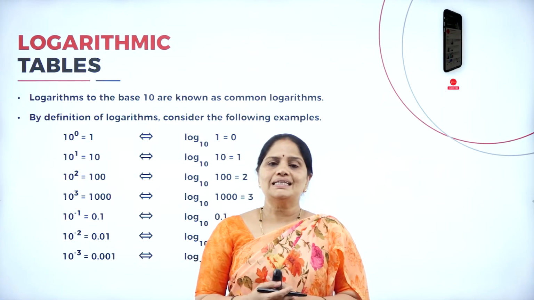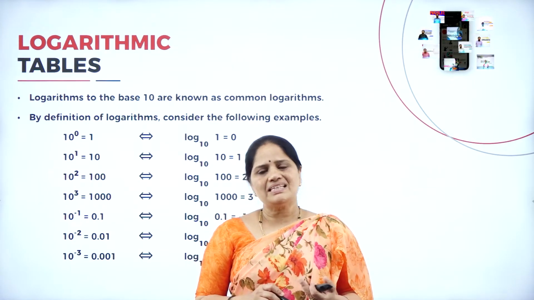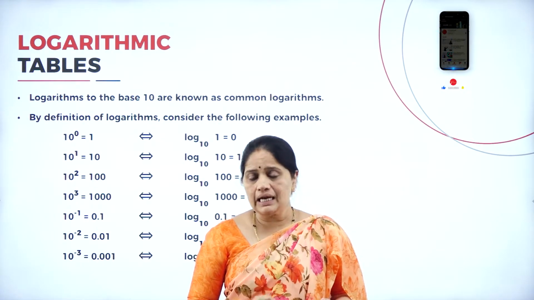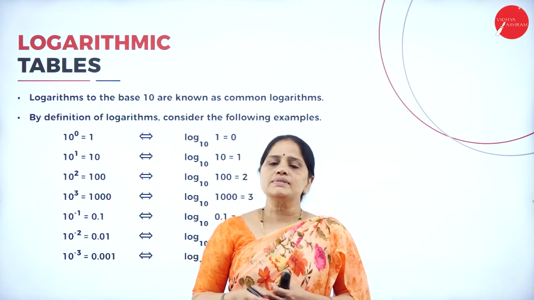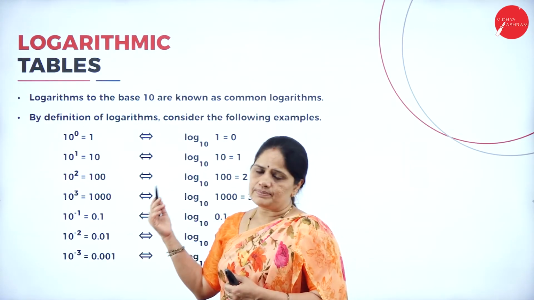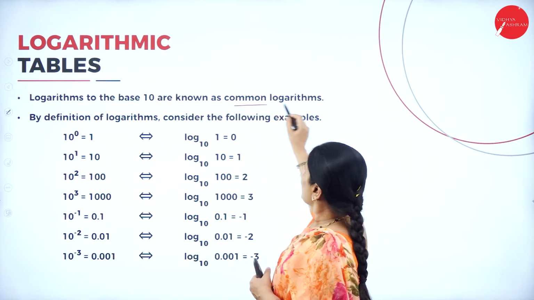So we all know that logarithms are of two types. One is the natural logarithm, the other one is the common logarithm. So logarithm to the base e is considered a natural logarithm and logarithm to the base 10 is considered a common logarithm. Now let us have a look into what common logarithms are.